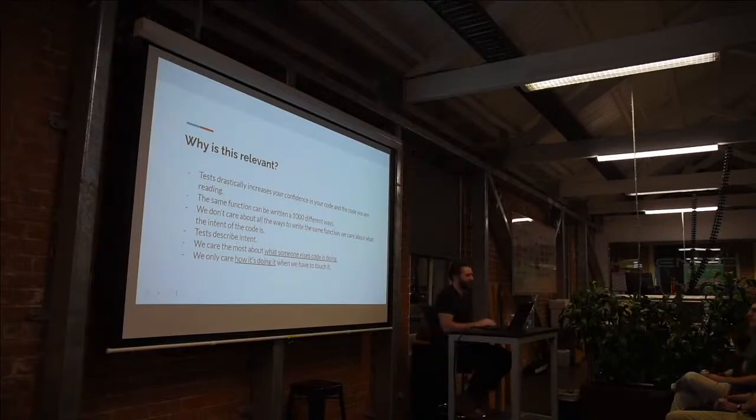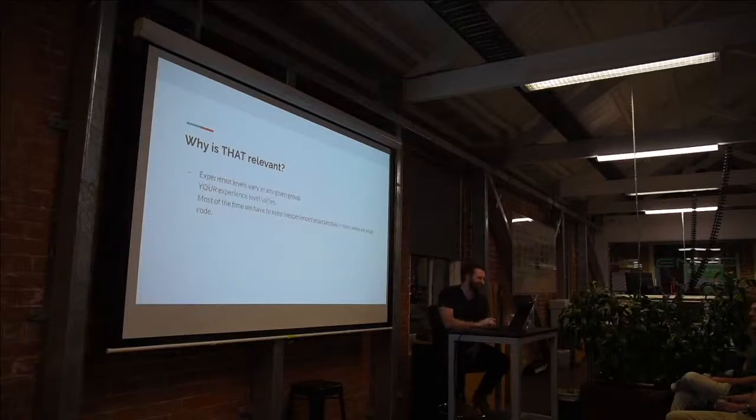So the only time we ever care about how code is doing something, how a function is doing something, is if we have to touch it. And touching it is if there's a bug, or if we have to add to it, change how that feature works or whatever. So this comes back to tests. It'll get there, I promise. So why is that relevant?